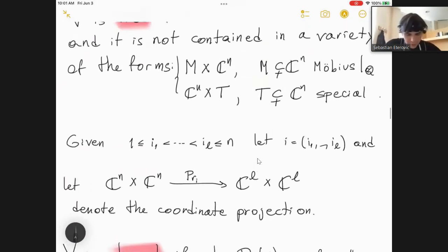Now, a little bit of notation. If you choose some numbers between 1 and n, some indices, then you can always consider a projection that goes from C^n times C^n into the smaller set of coordinates, where you project the first n-tuple to those coordinates you've chosen, and you do the same thing with the second n-tuple. You just preserve the indices in I. That's what you're doing. So this is all that's happening. This is just a little bit of notation to make some statements a bit easier later on.